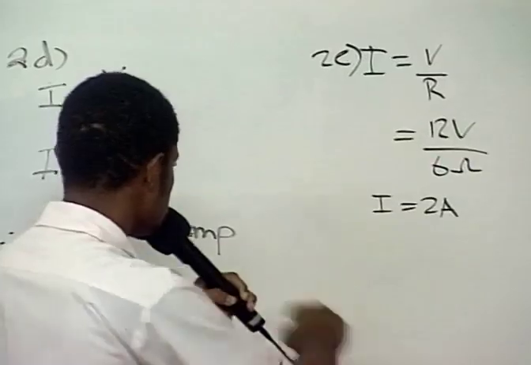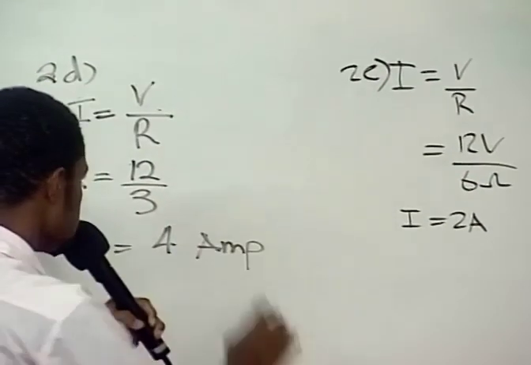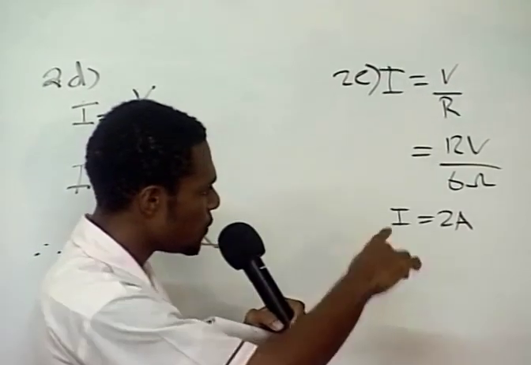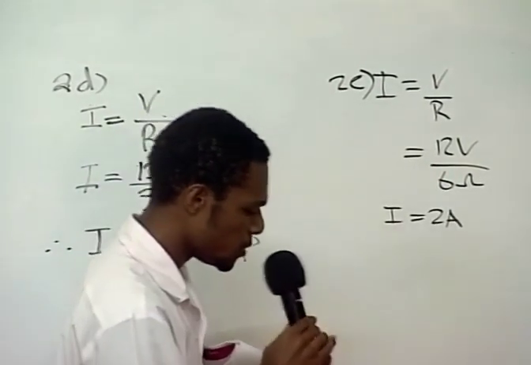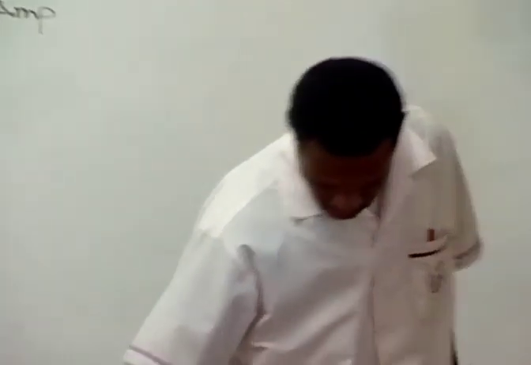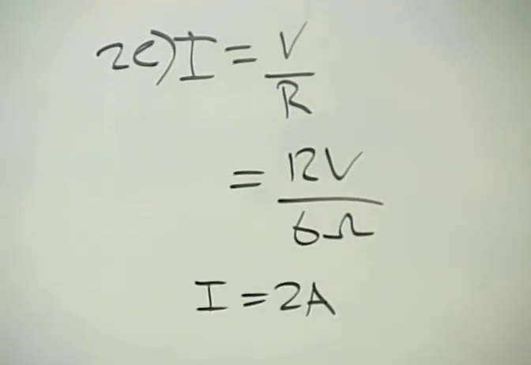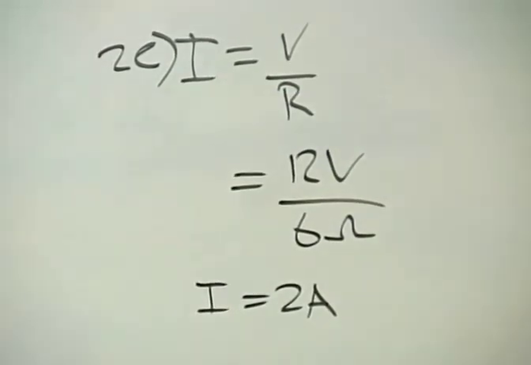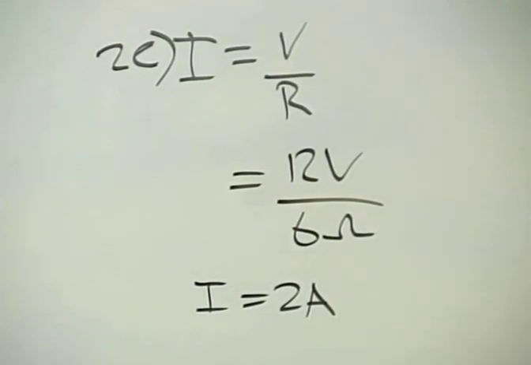In order to find the current, I use the same formula as used in D. Voltage over resistance, 12 volts on 6 ohms to get 2 amps. All right, good. So you can come up with a calculation to verify what you were given.